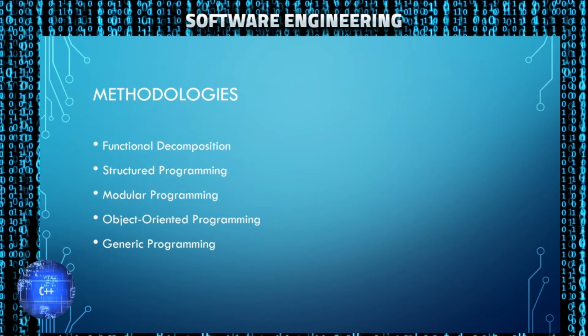Modular programming groups related data and functions together. These modules operate on, or the module functions operate on, module data. C and Ada are good examples of this. Then you have object-oriented programming.